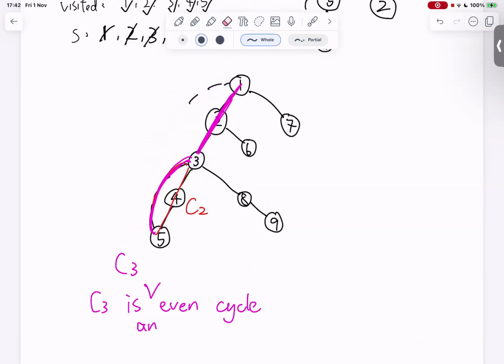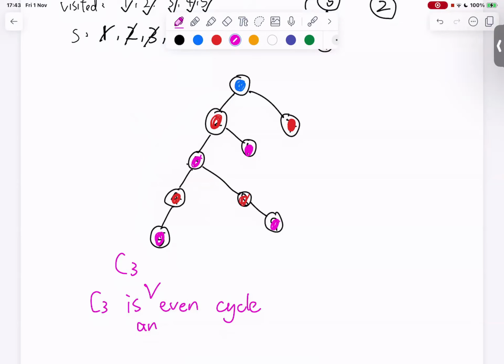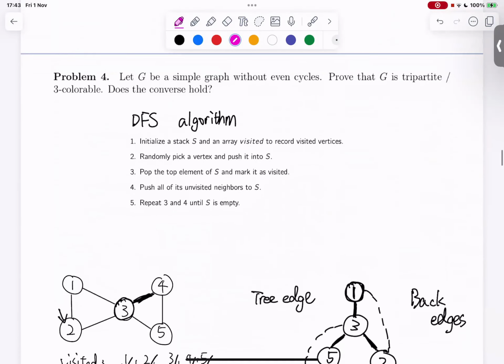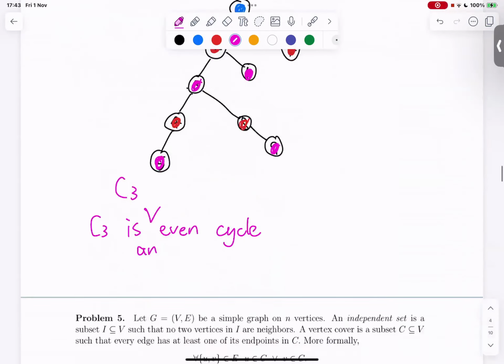Then if every vertex can have at most one back edge, we can easily color this graph greedily. We can just use a greedy algorithm to color this graph with 3 colors. Let me use blue for the first level, and then give it red, and then this is another color. So I can arbitrarily color this graph. So this is how we prove that every graph with no even cycle is 3-colorable. And this is the way we prove this.